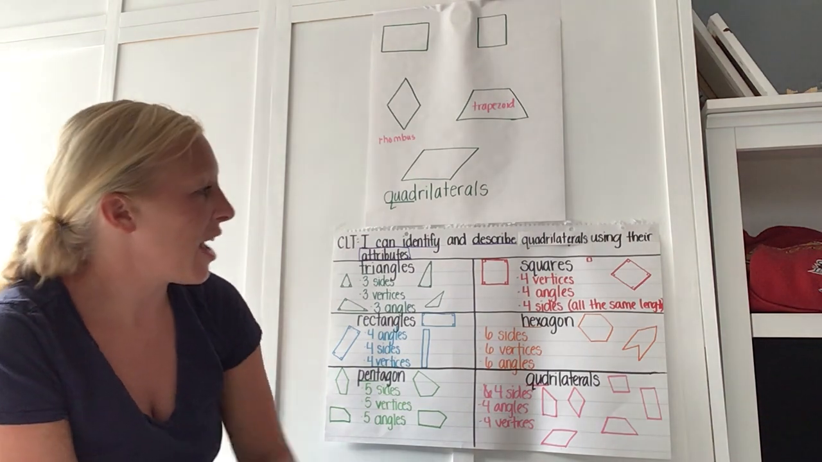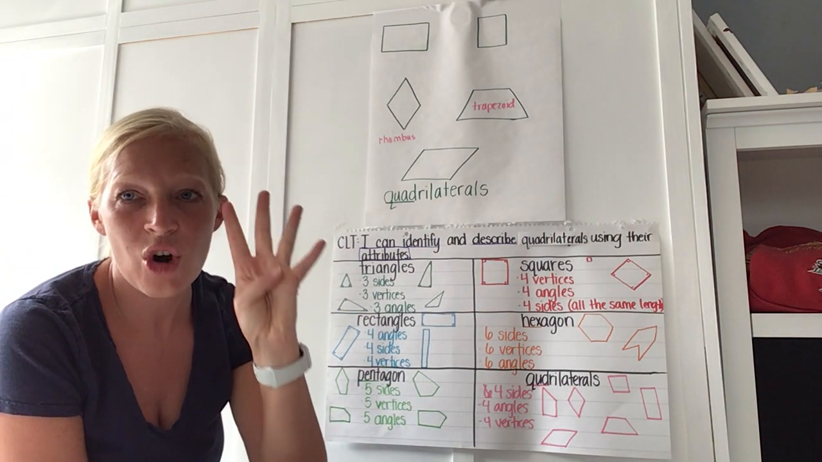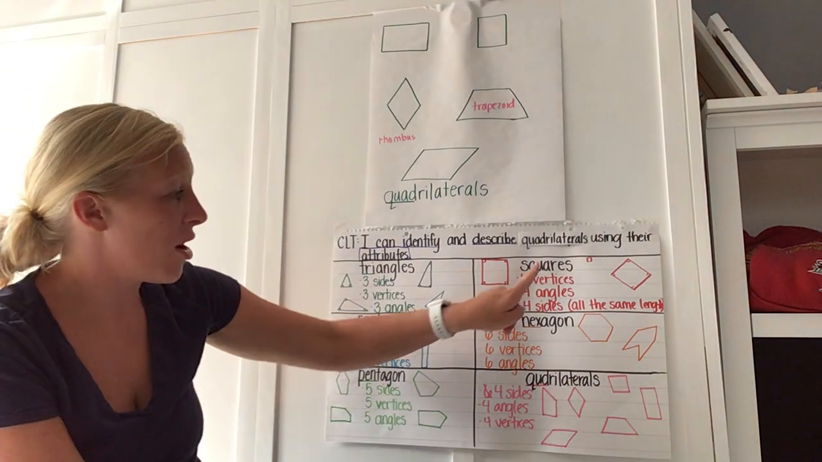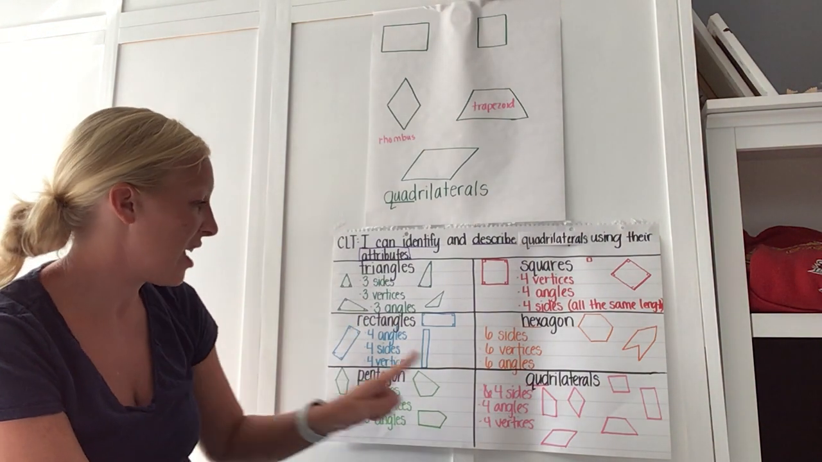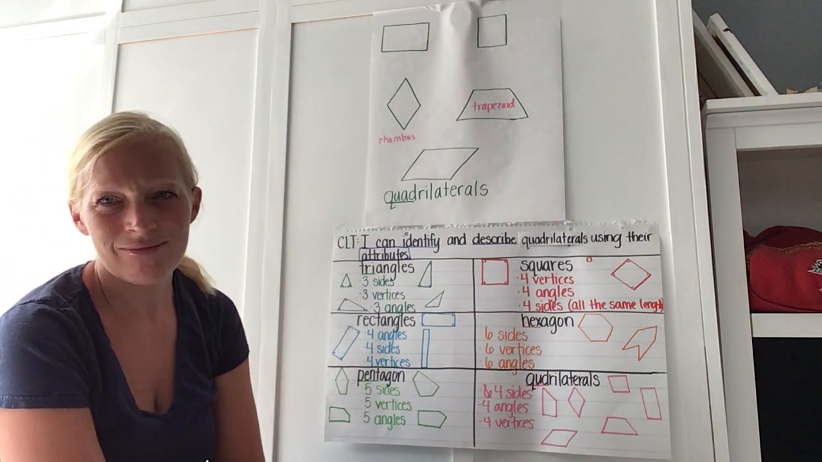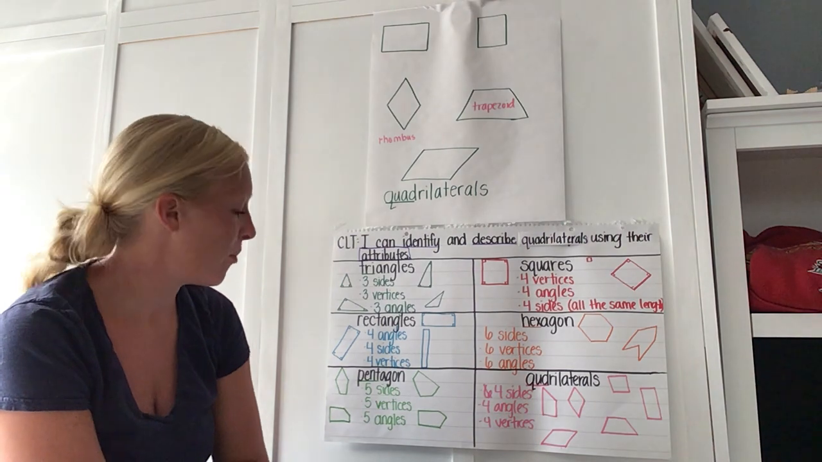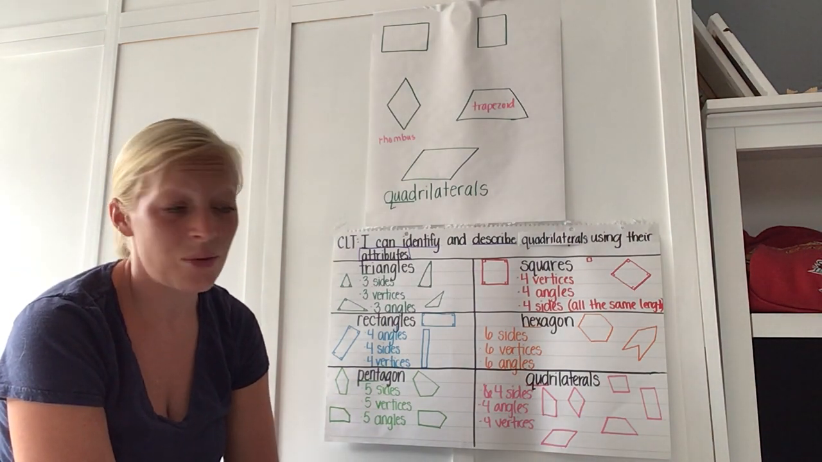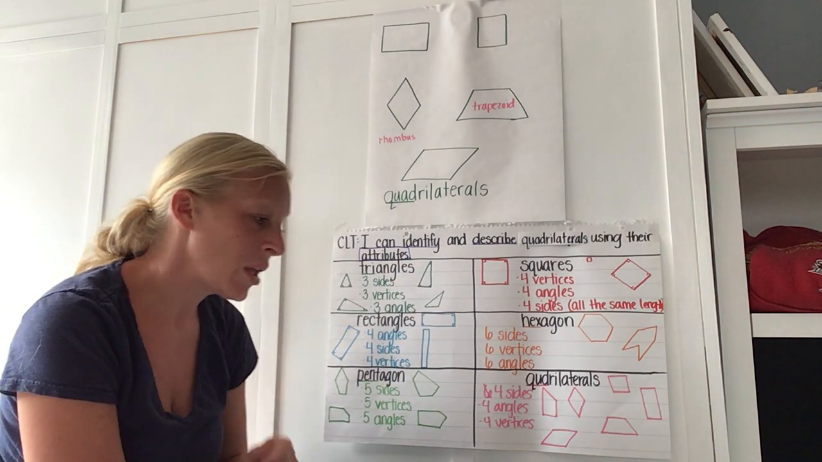Remember second grade, a quadrilateral is a shape that has 4 sides, and it includes some of our shapes that we've learned before. Our squares fit in that group. Our rectangles fit in that group. Do our triangles? No. What about our hexagons? No. What about our pentagons? No, they don't. But our rectangles and our squares do.